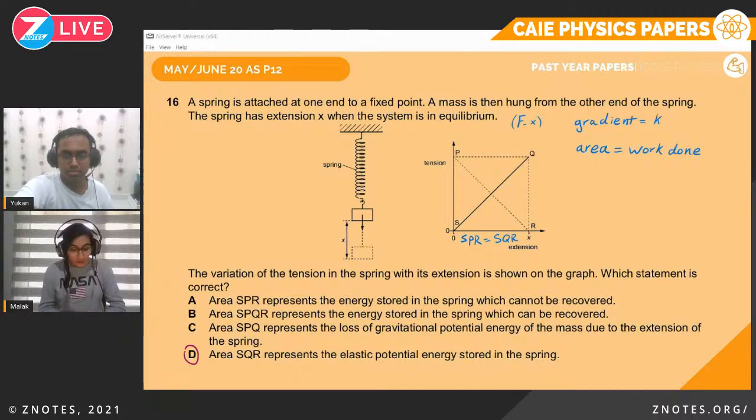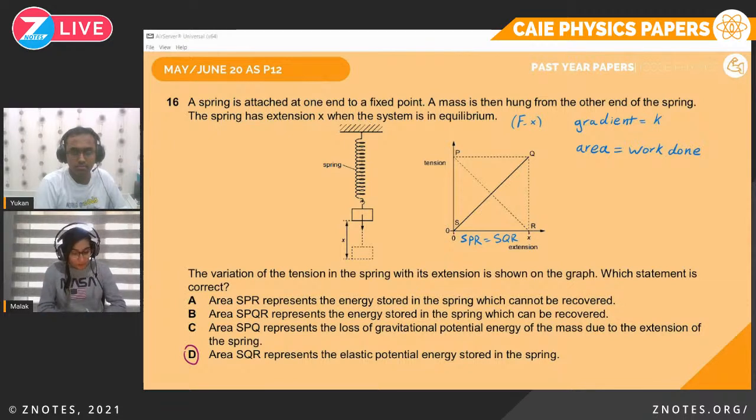The variation of tension in the spring with its extension is shown on the graph. Which statement is correct? Area SPR represents the energy stored in the spring, which cannot be recovered. The first part of this choice is correct: area SPR does represent the energy stored in the spring. But it can be recovered, because this is a spring that follows Hooke's law. It has not yet reached any point of plastic deformation. It still would recover after the mass is gone. So the first part of this answer is correct, but the second part is wrong.